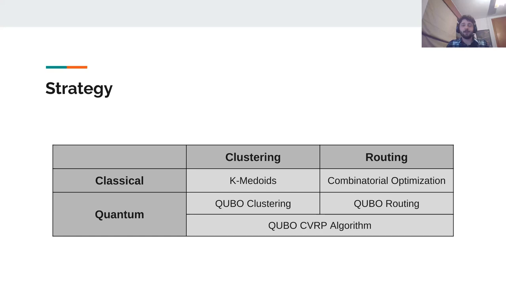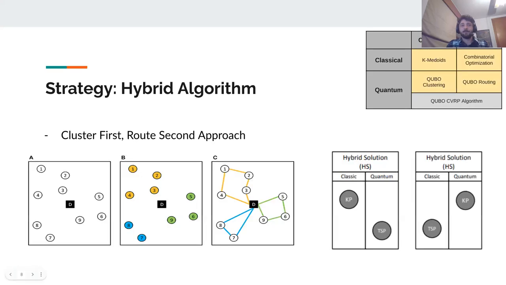The second approach we developed consists of a fully quantum algorithm, which attempts to solve the problem as a whole. This we have named the QBO-CVRP algorithm. The proposed hybrid algorithm divides the vehicle routing problem into two distinct problems. First, we use a clustering algorithm to divide the data into separate clusters, and then we solve the traveling salesman problem on each of the generated clusters. This is known as a cluster-first, route-second approach.